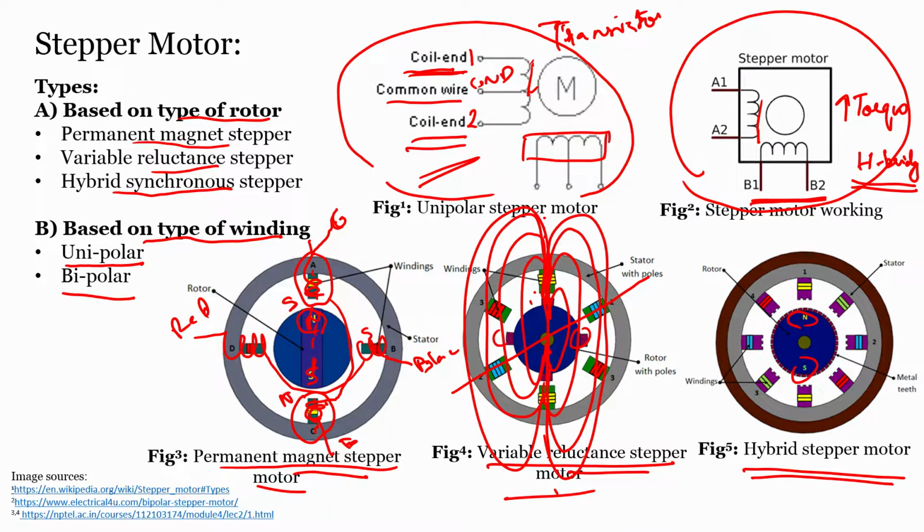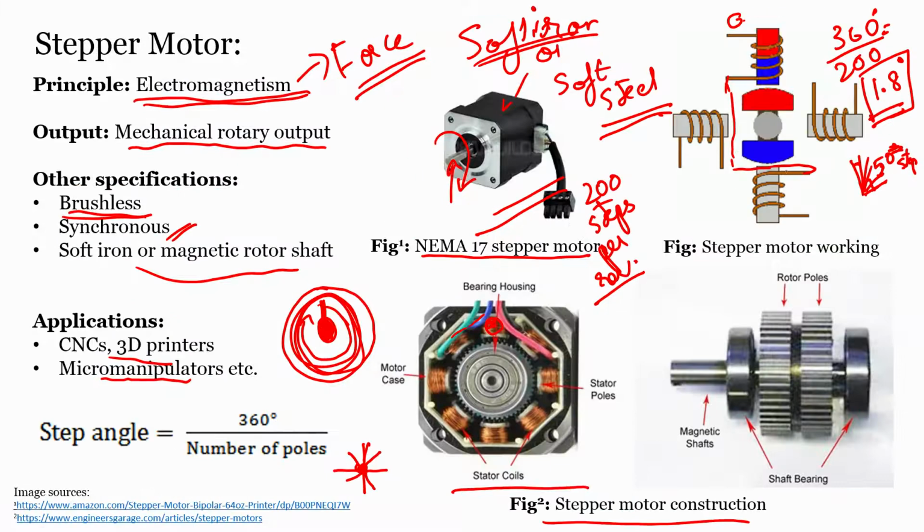The classifications are based on rotor, we can classify them as permanent magnet stepper motor, variable reluctance stepper motor, and hybrid synchronous stepper motor, while based on the type of winding we can call them unipolar stepper motor and bipolar stepper motor. I think you have got an idea. Okay. You can see a lot of YouTube videos that will explain it to you with more animated videos like that shown here. Okay. So, now I hope you understand how a stepper motor works.